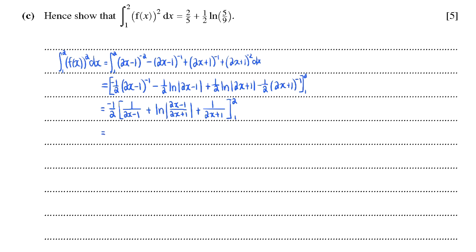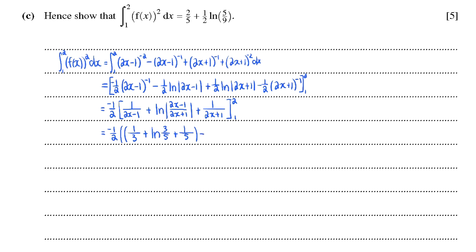Okay, we can substitute the values now. So let's put 2 in first. The negative a half stays out the front. Let's double bracket because we have to subtract the whole second value. And so we'll get 1 over 4 minus 1. That's 3, 1/3. Plus, well, we put 2 in. 2 times 2 minus 1 is 3, and 2 times 2 plus 1 is 5. And so we'll have ln of 3 on 5, and plus 1 on 5 when we substitute the 2.